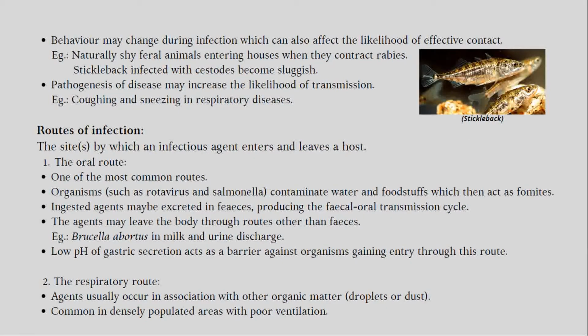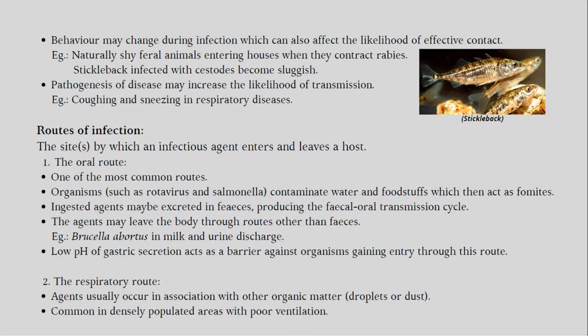First is the oral route. It is one of the most common routes. Organisms like the rotavirus and salmonella contaminate water and foodstuff, and these act as fomites. Fomites are any inanimate objects that can transmit infection. When these fomites are ingested by the host, the organisms also gain entry into the host body.